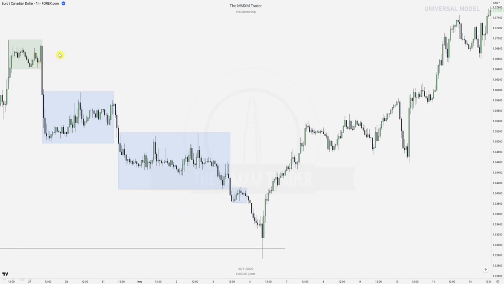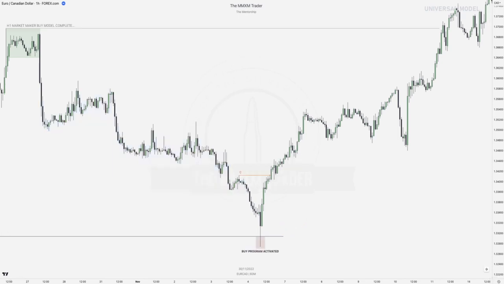Again, market maker buy model on your short-term perspective, right? So original consolidation up here, accumulation phase number 1 over here, accumulation phase 2, and even a third accumulation phase until we purge that sell side liquidity, right? Now we want to see a buy program activated after we purge that sell side liquidity. So buy program activated, right?